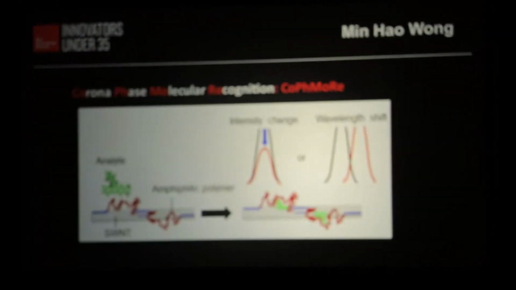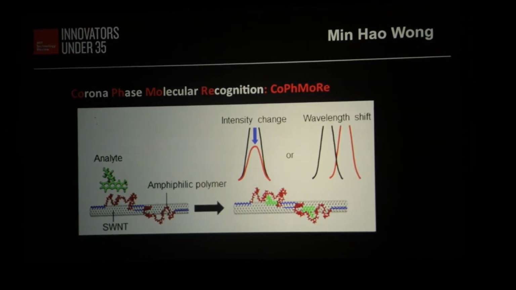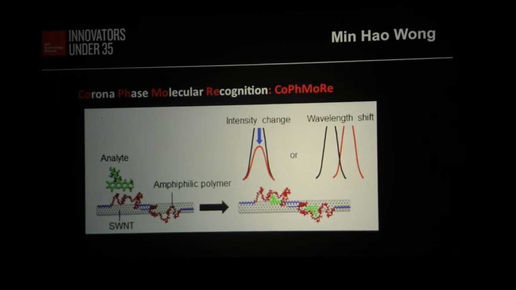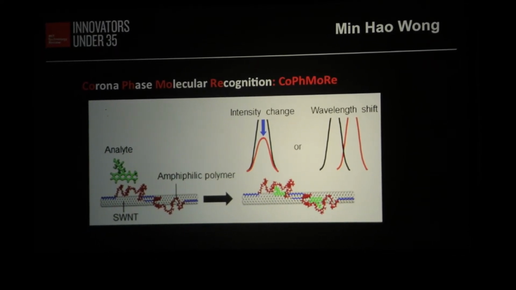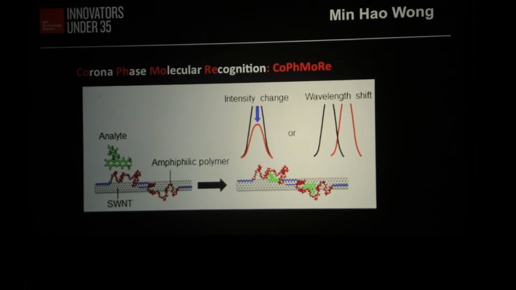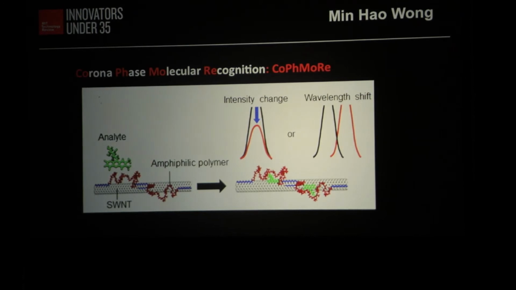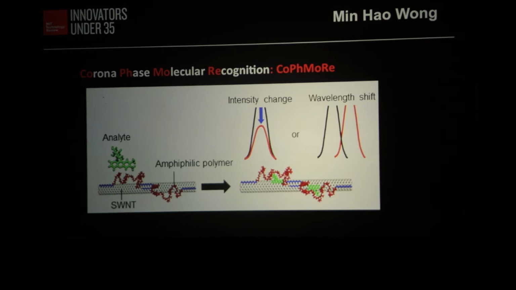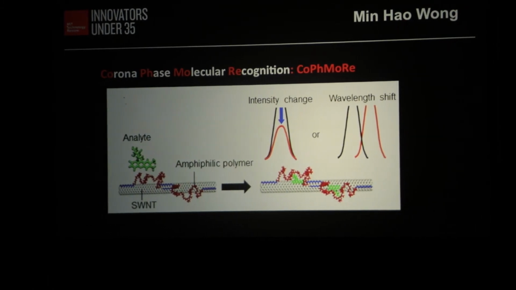principle. And the way we have approached this is to start designing nanosensors, or very small sensors, based on carbon nanotubes, where we then wrap it with amphiphilic polymers. So these are polymers with a hydrophobic and hydrophilic section, and each of them are specifically designed such that upon wrapping around the single-walled carbon nanotube, they form a particular corona phase.